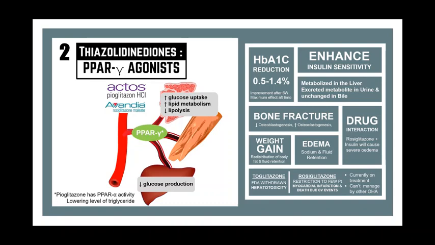Thus, it reduces the production of free fatty acid in adipose tissue. This drug can reduce the blood glucose and triglyceride level in the blood. However, accumulation of subcutaneous fat occurs with this agent. The most common adverse effects with TZDs are weight gain and fluid retention.